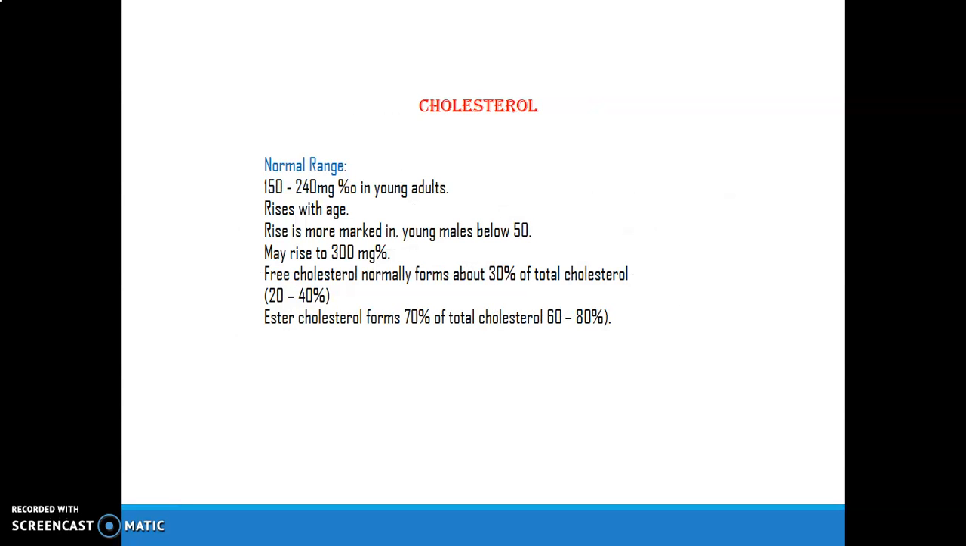Cholesterol: the normal range is 150 to 240 mg per cent in young adults. It rises with age. The rise is more marked in males below 50. It may rise by 30 mg per cent. Free cholesterol normally forms about 30% of total cholesterol, that is 20 to 40%. Ester cholesterol forms 70% of total cholesterol, that is 60 to 80%.